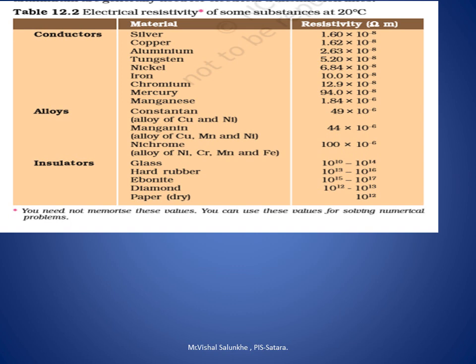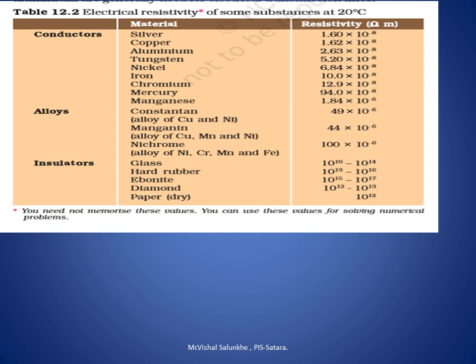If you see this table very carefully, electrical resistivity of some substances at 20 degrees Celsius is given in your NCERT book. Starting from silver, materials are given: silver, copper, aluminum, tungsten, nickel, iron, chromium, mercury, manganese, etc., up to dry paper, which is an insulator. The last column gives resistivity in ohm meter. If you observe, silver has the least resistivity in this column, and manganese has the largest resistivity among conductors.